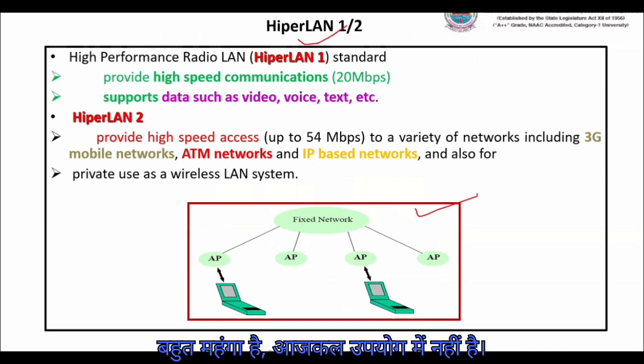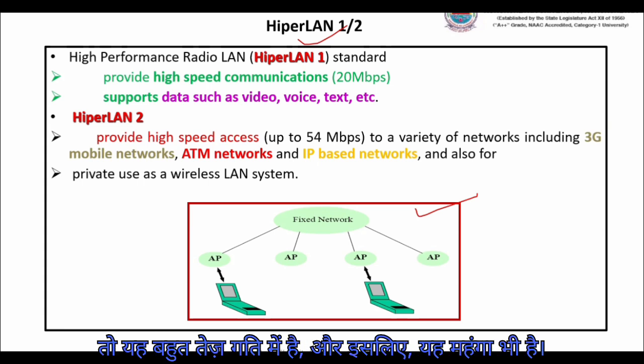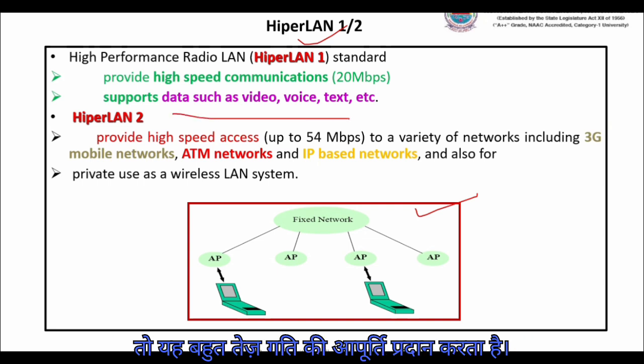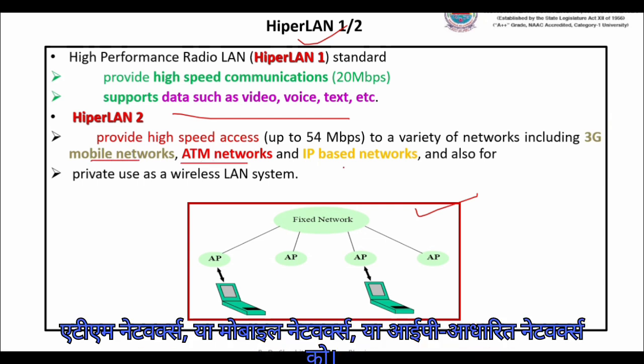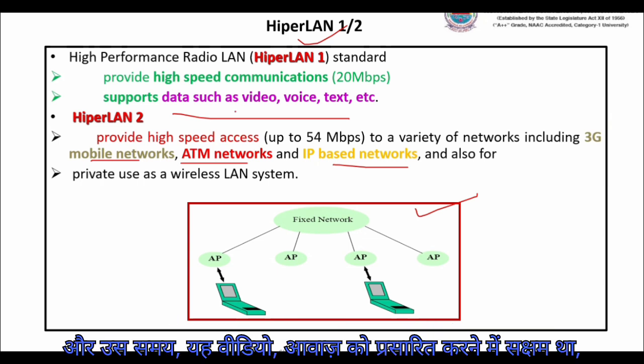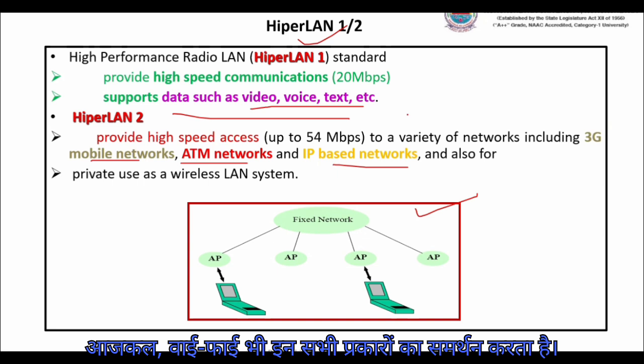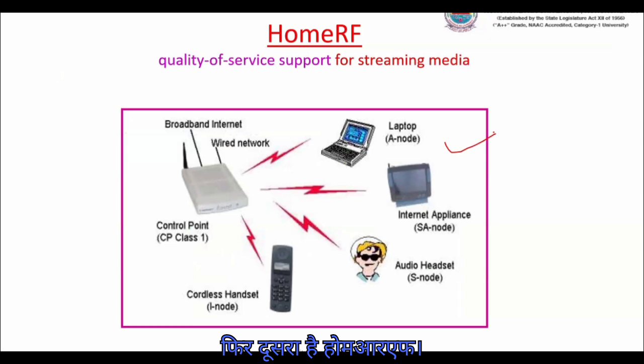I will talk about two options. I just named them. HyperLAN, this high performance local area network, is very costly, not used nowadays. It was prior to the advent of Wi-Fi networks. So now Wi-Fi networks are more common. It is very high in speed, and hence it's costly also. It provides very high speed support to ATM networks or mobile networks or IP-based networks, and at that time it was capable of transmitting video, voice, etc. Nowadays, Wi-Fi is also supportive of all these types of communication.